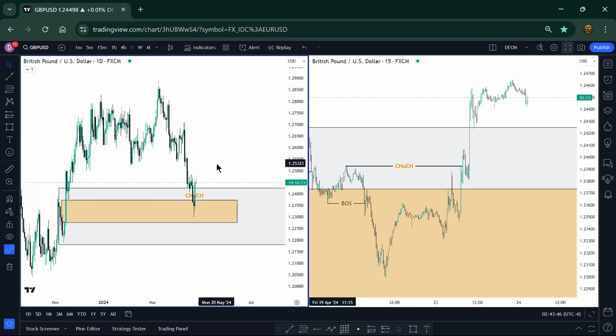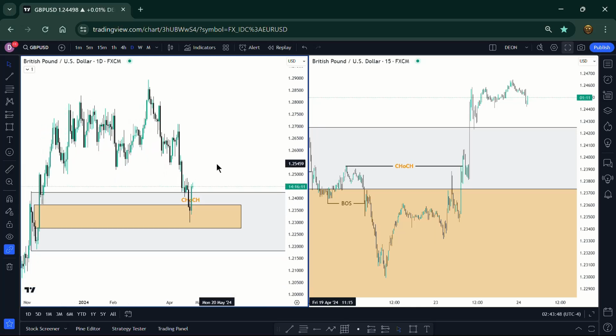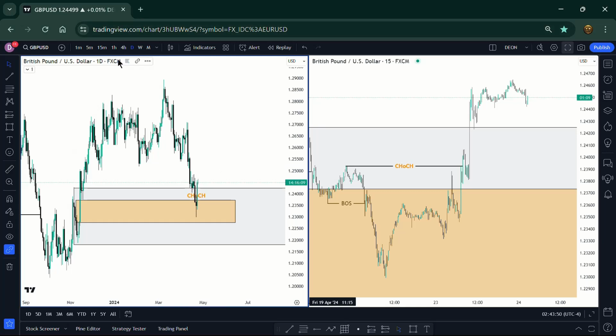Okay. And already, let's see. And even on the daily here, up there is a fair value gap. So the market might go all the way up there and just react to the fair value gap and then go down or something. Okay. So it's all about probabilities.